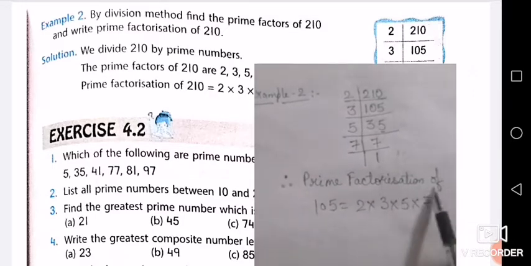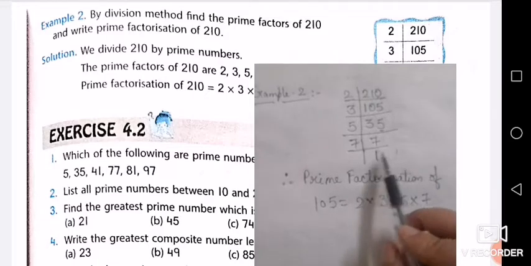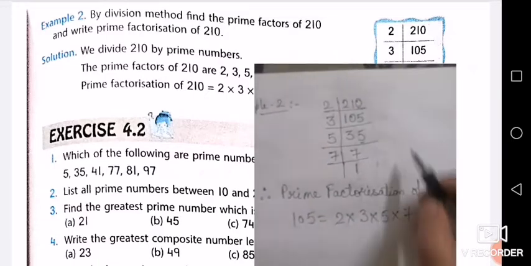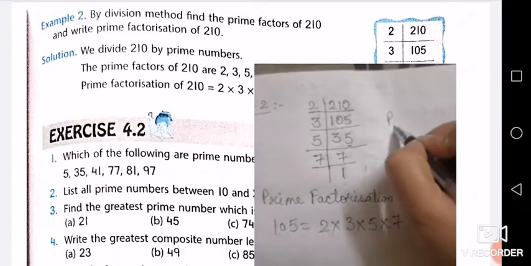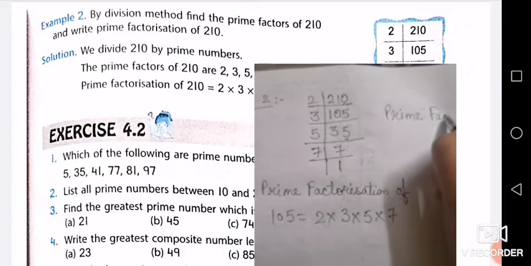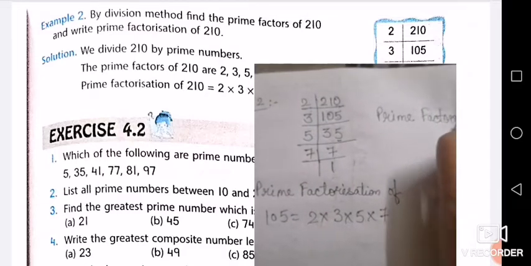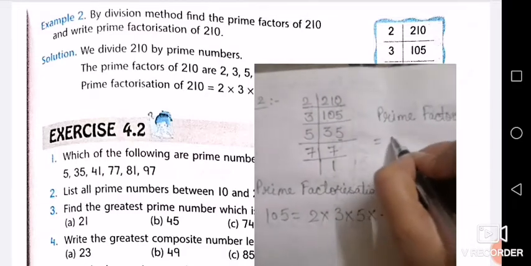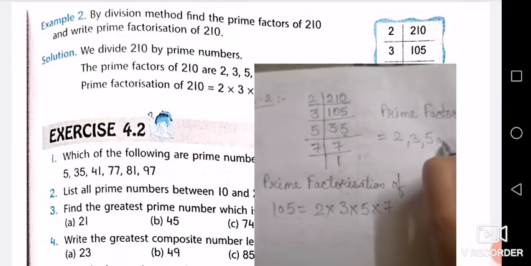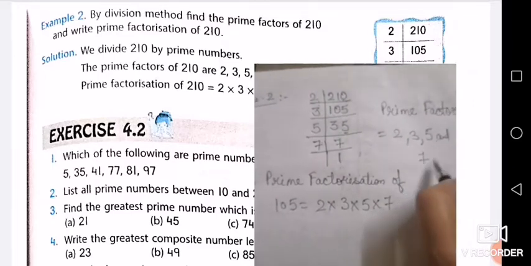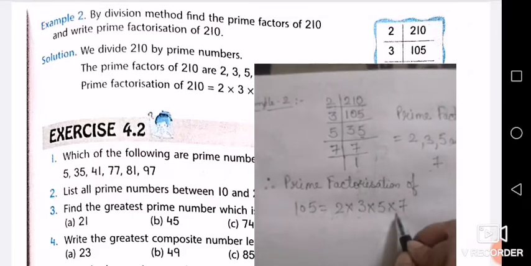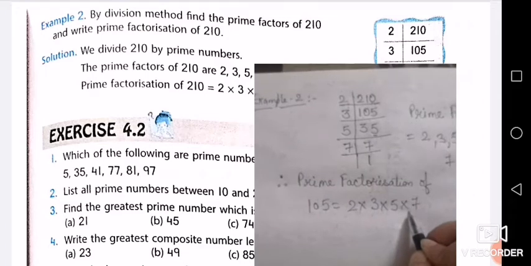Fine. So, find the prime factors. Prime factorization will become this. And if it is asked, like in this question it is asked, find the prime factors, so you will write here: prime factors are 2, 3, 5 and 7. These are the prime factors. Therefore, prime factorization will be the multiplication of all these numbers.